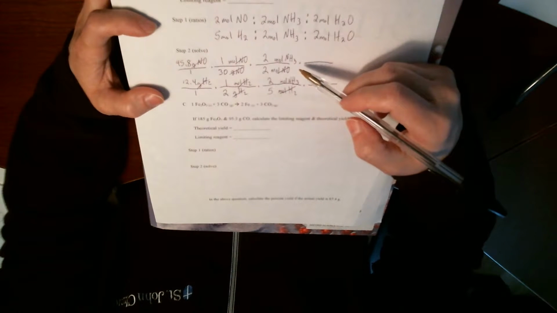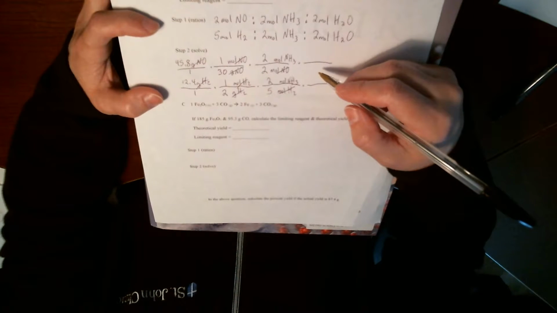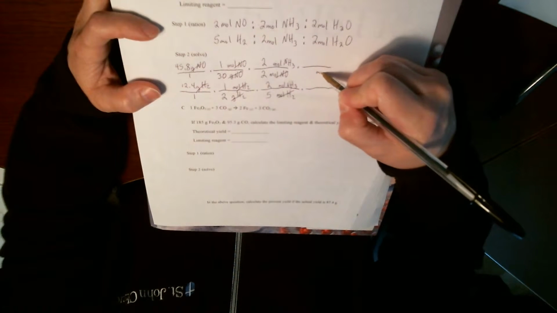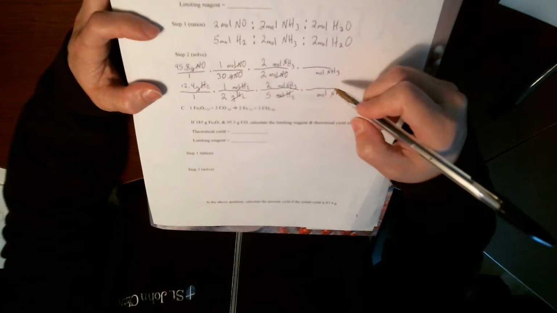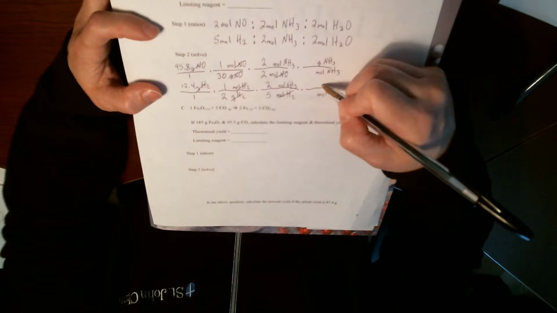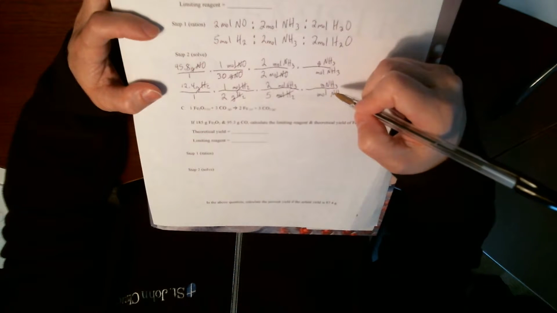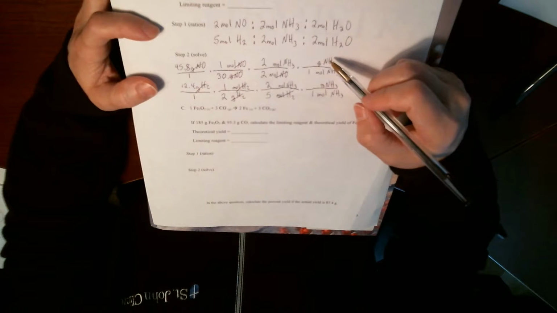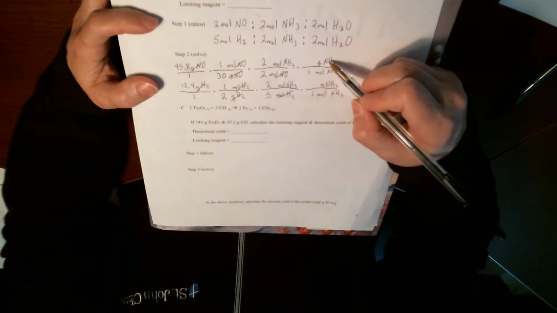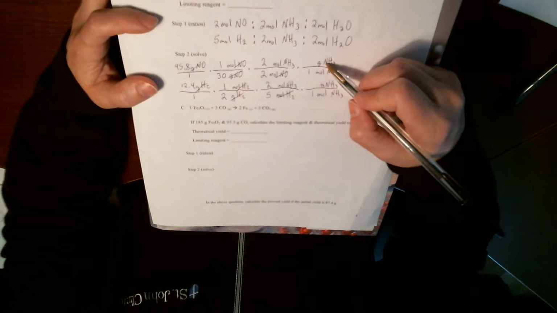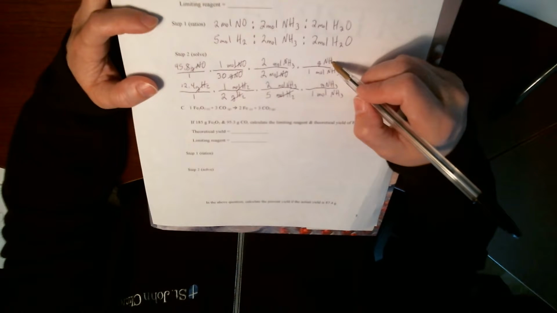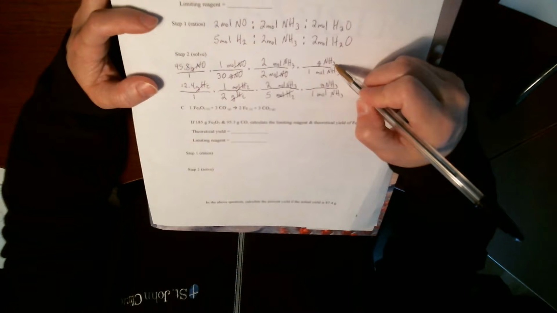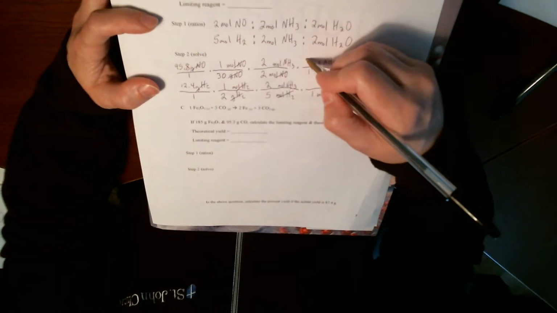So now I have moles of NH3, and my last step, I want to convert that to grams of NH3. So I want to get rid of moles of NH3, and I want grams of NH3. To find our formula weight of NH3, we're going to look up the mass of nitrogen, which I believe is 14, and the mass of hydrogen, which is 1, and we have 3 of them, so that would be 1 times 3 is 3. So 14 plus 3 is 17.